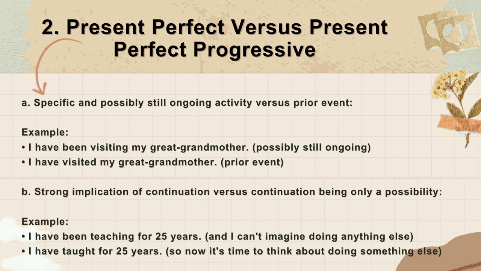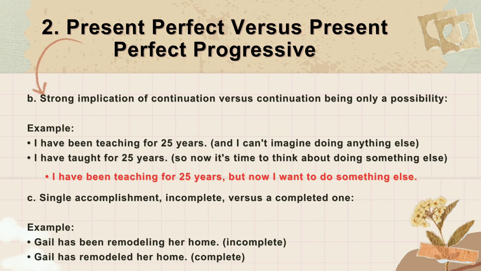So in fact, with this pair of examples, the present perfect progressive implies continuation unless it is contradicted by the clause. So what happens is, "I have been teaching for 25 years, but now I want to do..." That is a correct arrangement.